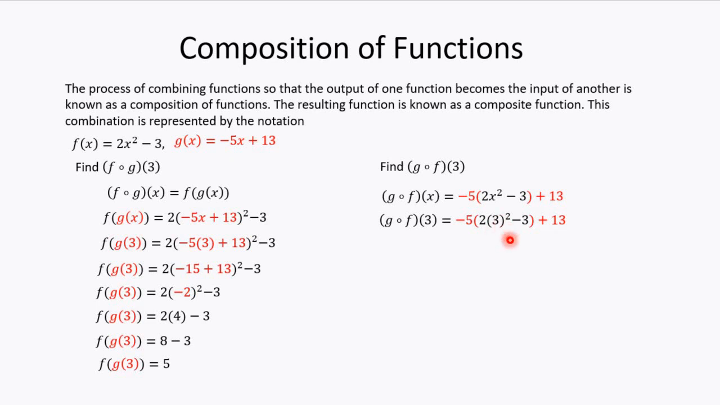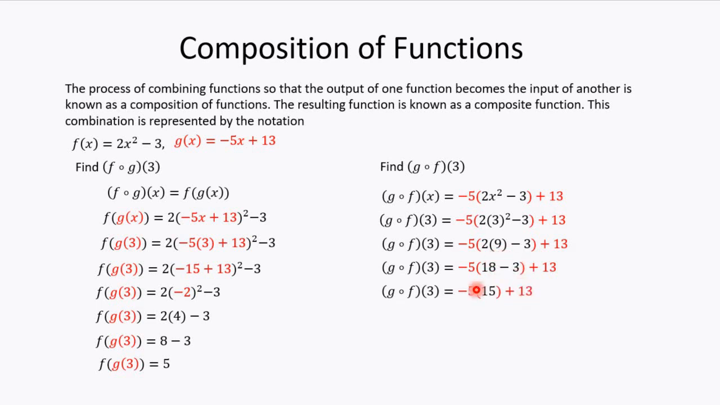So I'll do 3 squared is 9. 2 times 9 is 18. Then 18 minus 3 is 15. And 15 times -5 will be -75. Once I've done everything inside of that parenthesis and the multiplication, now it's -75 plus 13, which gives me -62. So the f of the g of 3 is 5, while the g of the f of 3 is -62. So it turns out that the composition of functions is not commutative. If you take the two functions and switch them around, you will get different answers.